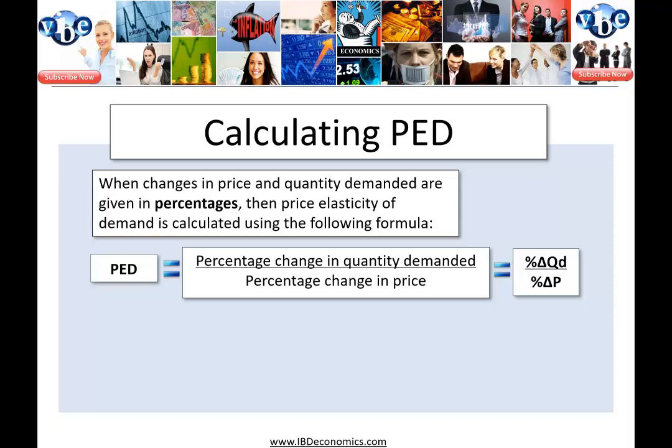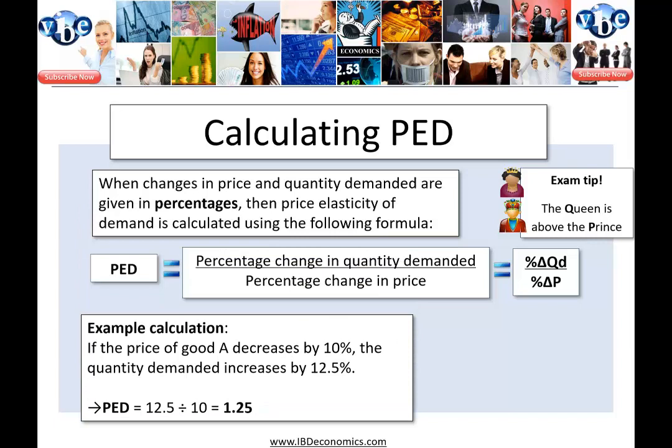So here goes our formula. Price elasticity of demand: we have percentage change in quantity demanded on top and percentage change in price on the bottom. So that's percentage change in QD over percentage change in price. Here's an exam tip. No formulas in the exam. The queen, Q, is always above the prince, P. So quantity above price.